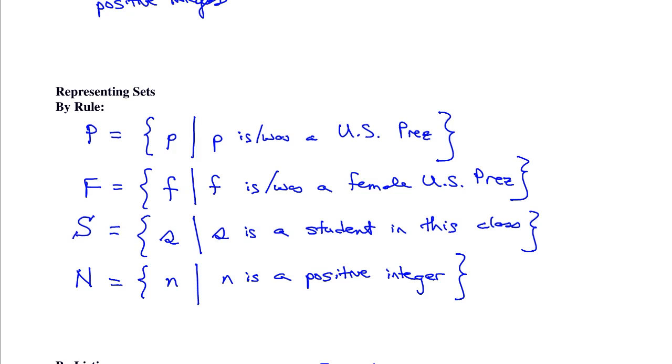All right, so those are some examples of the by rule. Every time you do a by rule, you've got to have the prototype and then such that, and then you list off the rule there to write out the rule.